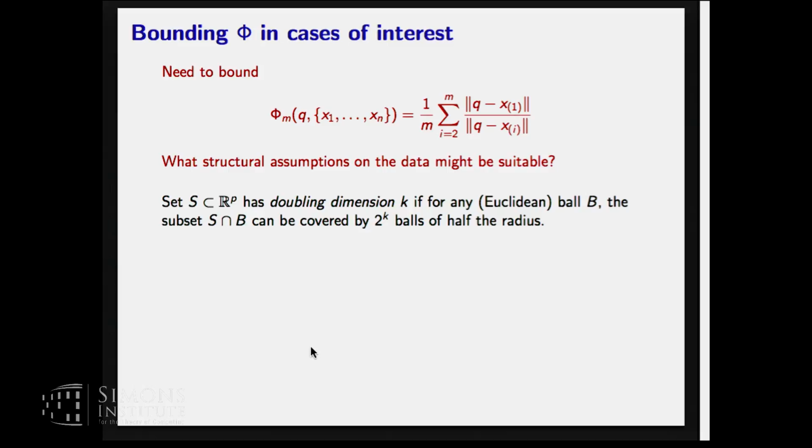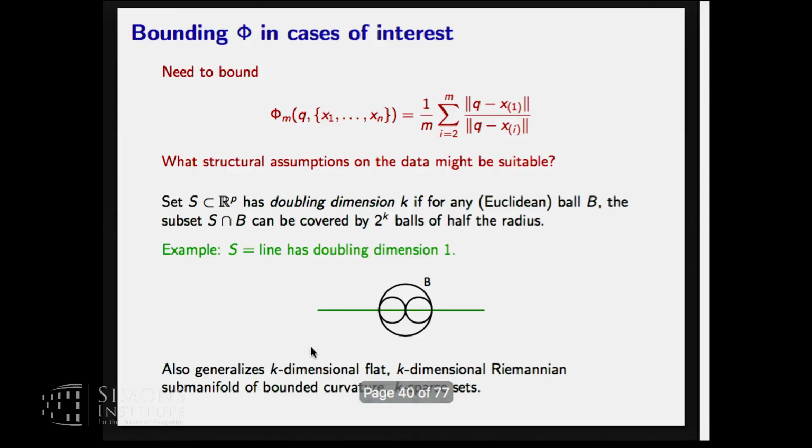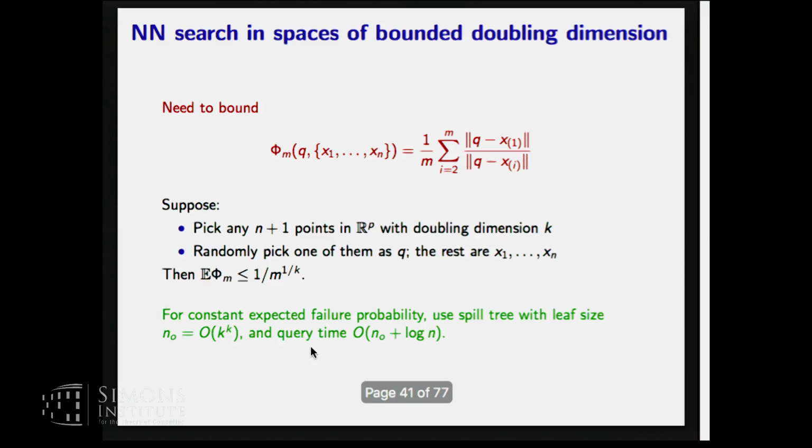So for example, if your point set is a line that's embedded in some super high dimensional space, the doubling dimension is 1, because if you look at any ball and you look at the part of the line that's inside the ball, you need 2 balls of half the radius to cover it. So the doubling dimension is 1. Okay? And this also generalizes to a k-dimensional flat, that's doubling dimension O of k. Manifolds, if you have a manifold of bounded curvature, then it has neighborhoods of width proportional to the curvature that also have doubling dimension O of k, and it generalizes sparse sets.